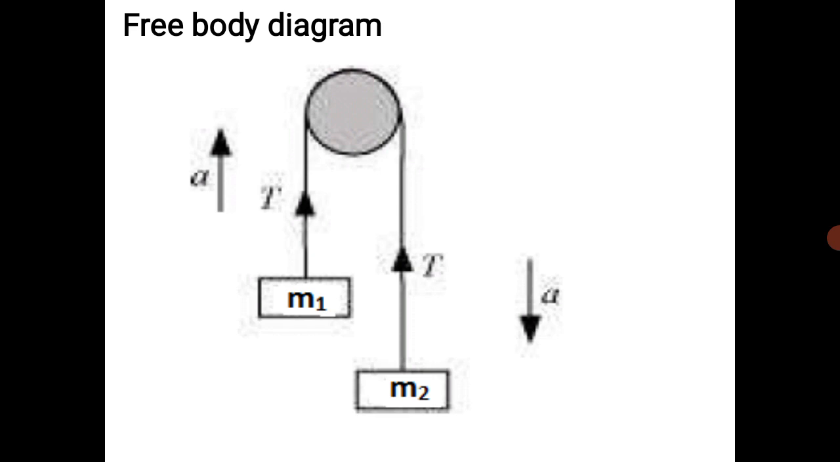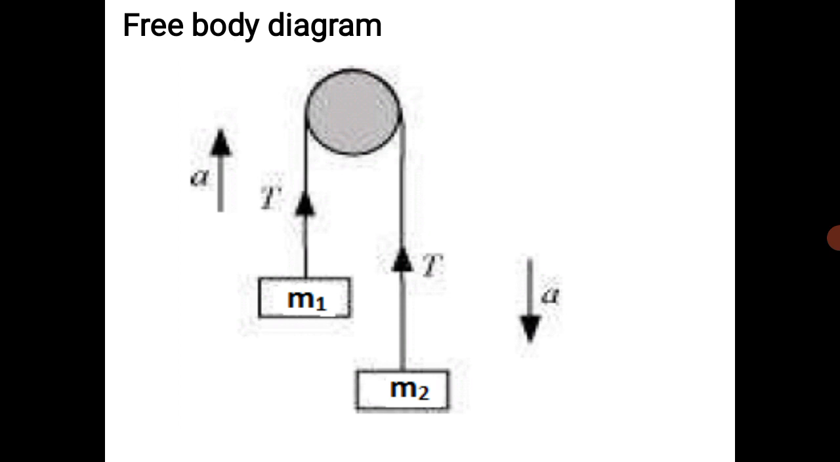Most competitive examinations have questions on free body diagrams. Here there are two masses, m1 and m2, tied with the help of a rope or thread and placed over a frictionless pulley. If m1 equals m2, then definitely both masses are in equilibrium.